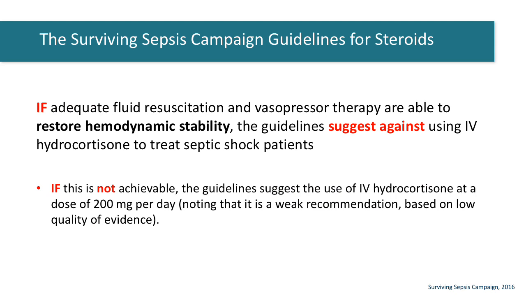If adequate fluid resuscitation and vasopressor therapy is able to restore hemodynamic stability, the guidelines would suggest against using IV hydrocortisone to treat septic shock patients. If this is not achievable, then the guidelines would suggest the use of IV hydrocortisone at a dose of 200 milligrams per day.